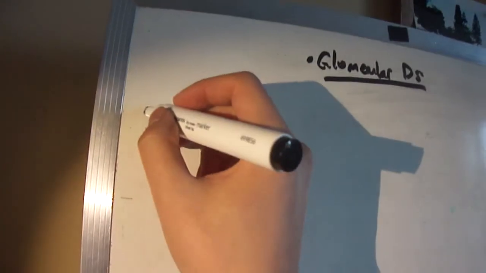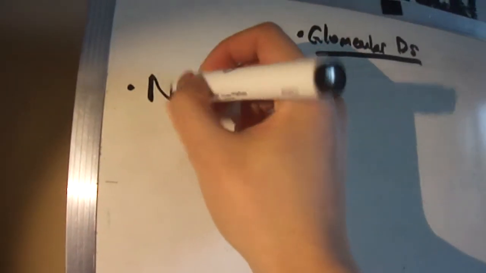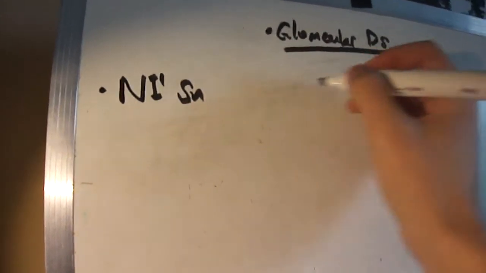So the first thing that we're going to talk about, which is totally key to understanding proteinuria and hematuria, is to define the two syndromes, i.e. nephritic syndrome and nephrotic syndrome.